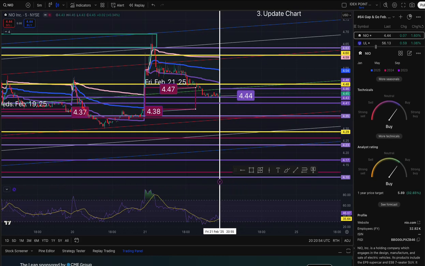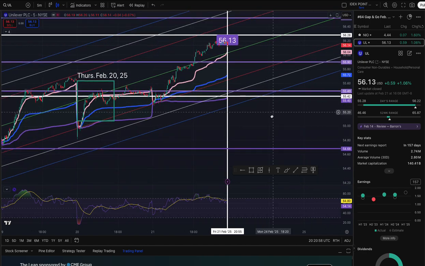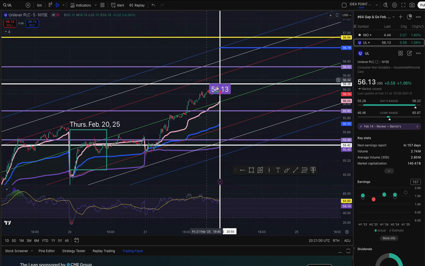And I'm going to speed through this now. Unilever. Ignore all the horizontal lines. Resistance, potential take profit area, 56.41, 56.60, and oh, I'm going to delete that because that is a sales. I'm going to sell out the shares I own possibly at 56.79. I'll just delete that for this purpose, for this video.